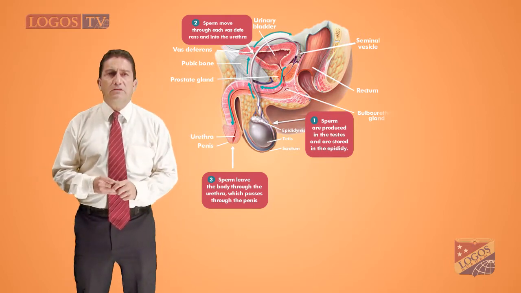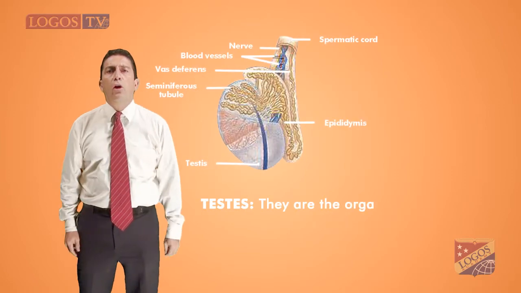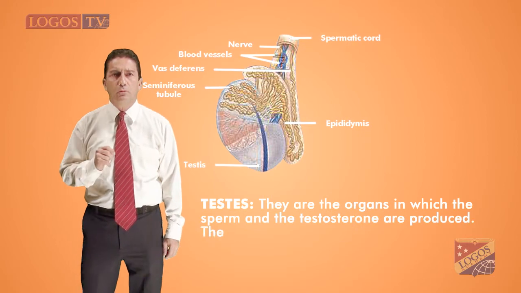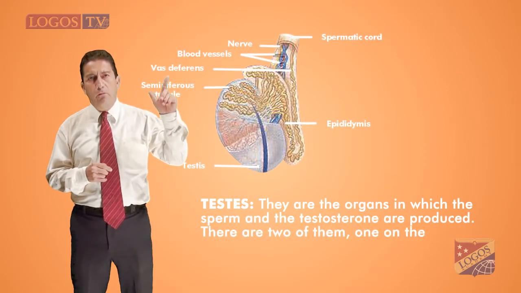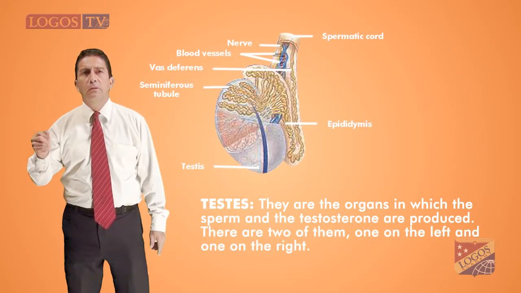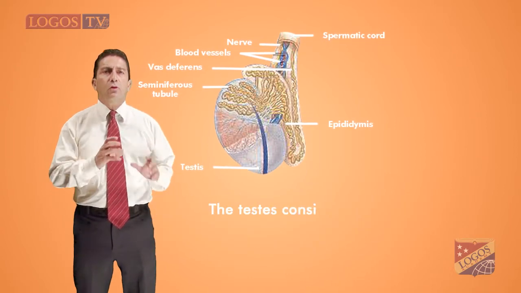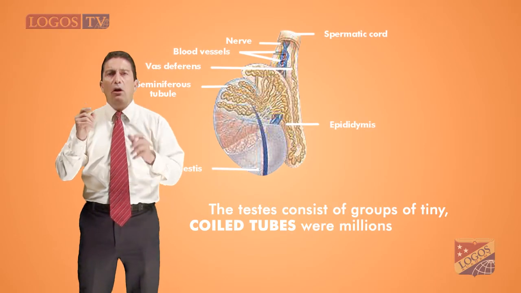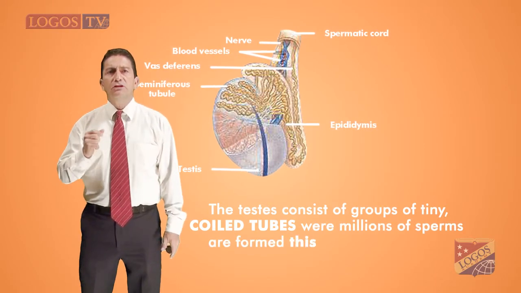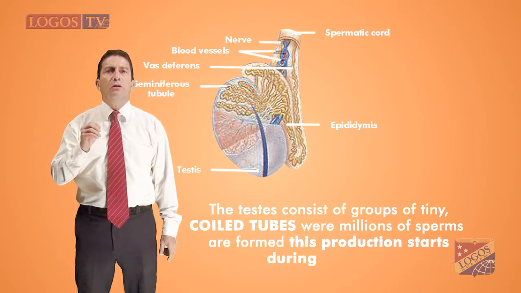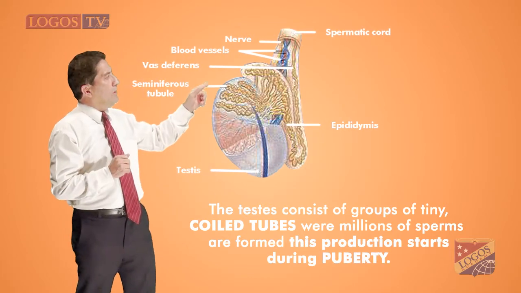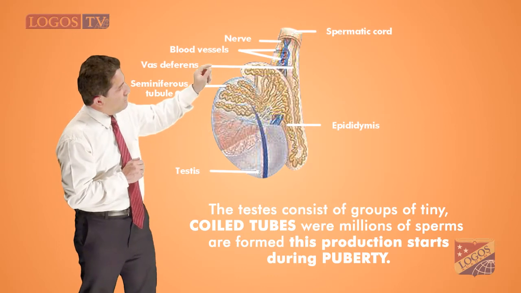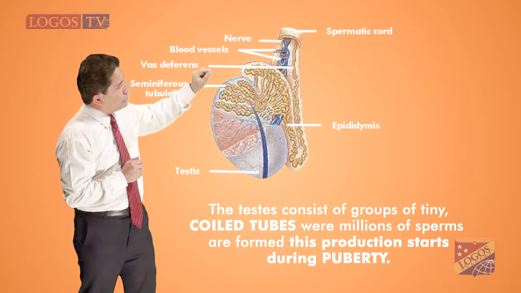First, I'm going to start with the testes. They are the organs in which the sperm and the testosterone are produced. There are two of them. You have one on the left, one on the right. The testes consist of groups of tiny coiled tubes where millions of sperm are born. This production starts during puberty. You can see here in this picture, inside of the testes, we have many coiled tubes.